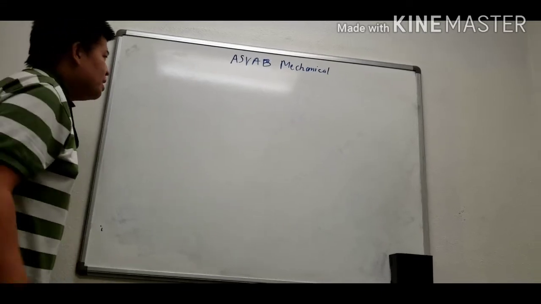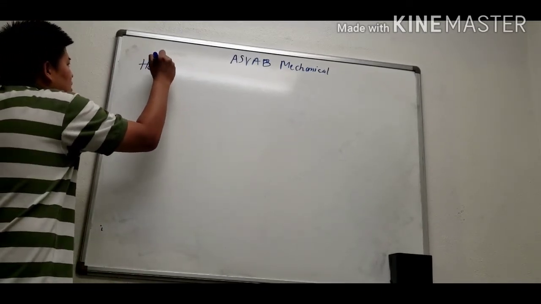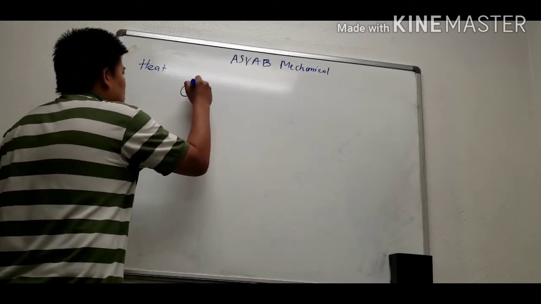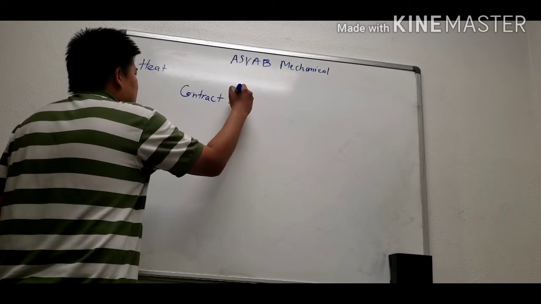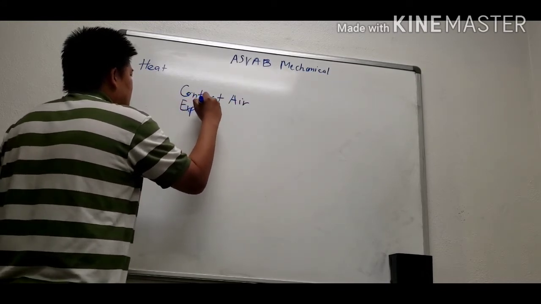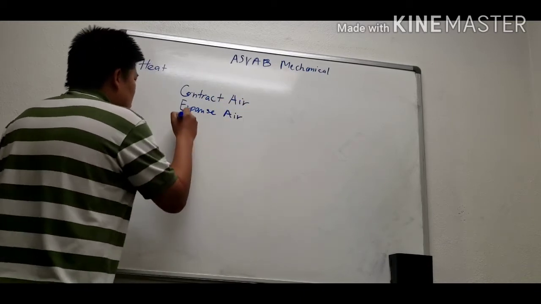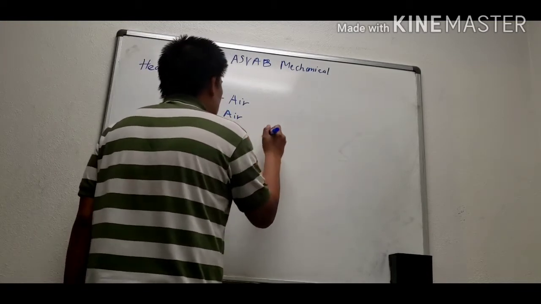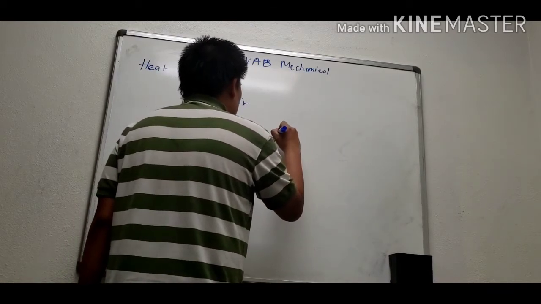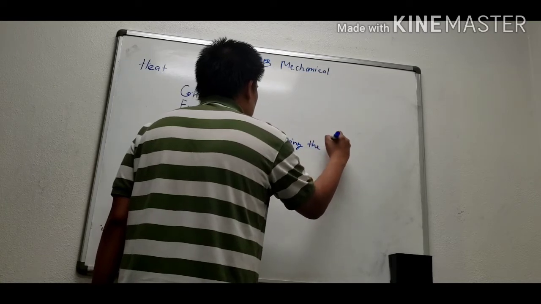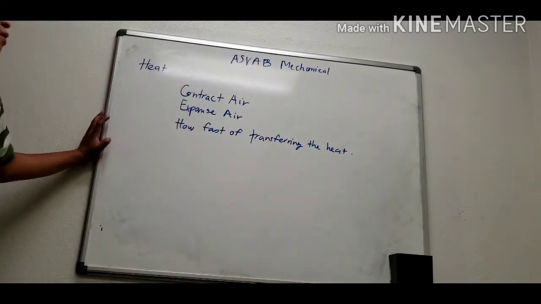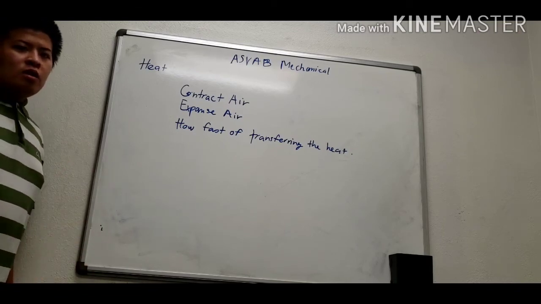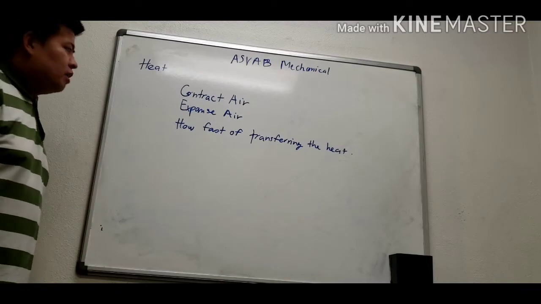Now we will talk about the heat. In this class, we just learn about three topics about the heat: contract air, expand air, and how fast to transfer heat. On the ASVAB, we just learn about contracting air, expanding air, and how fast heat transfers in the material. So in here, we will learn about these three topics.